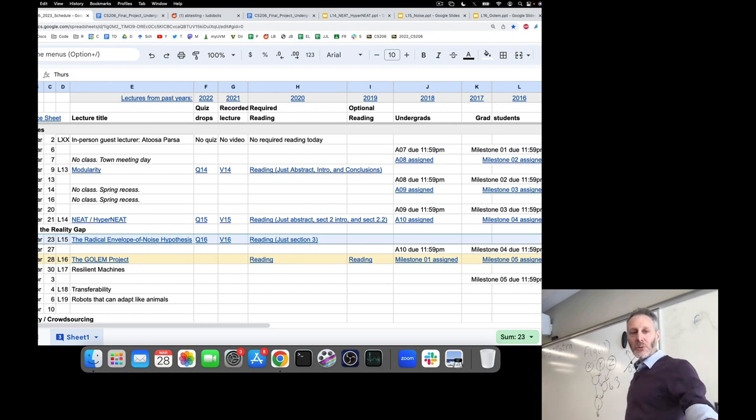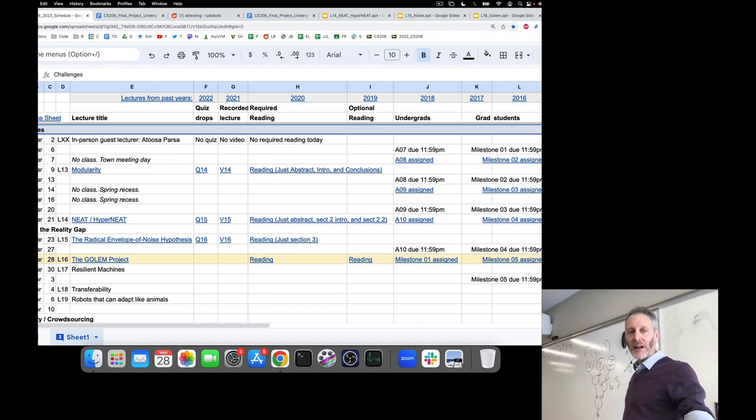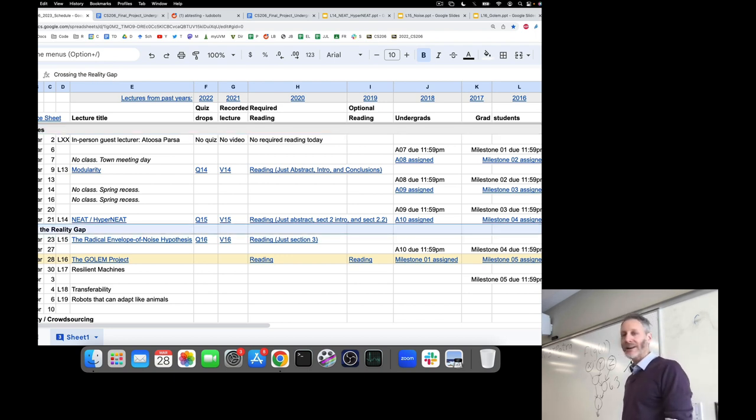Okay, we are switching now to a different challenge in the challenge module. This is probably the biggest open challenge in the field, and I know there's one person here who is trying to cross this gap for a particular technology, which we'll talk about towards the end of the semester. Not an easy gap to cross.